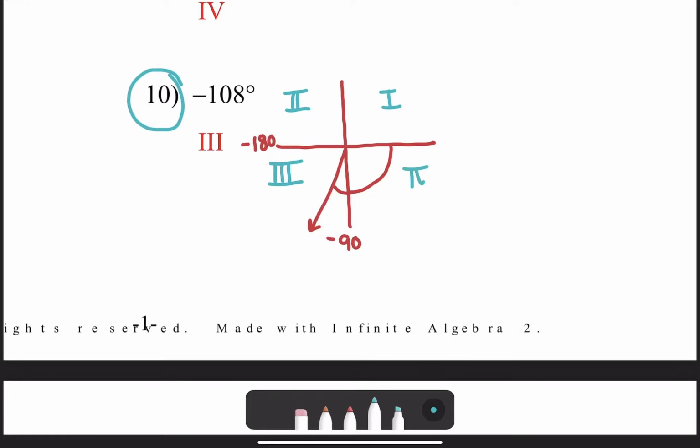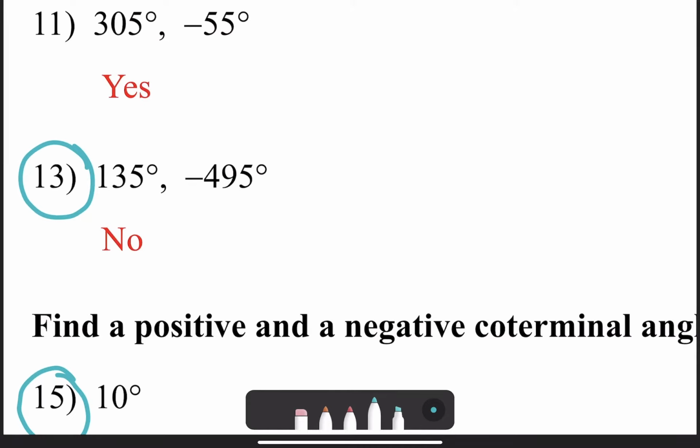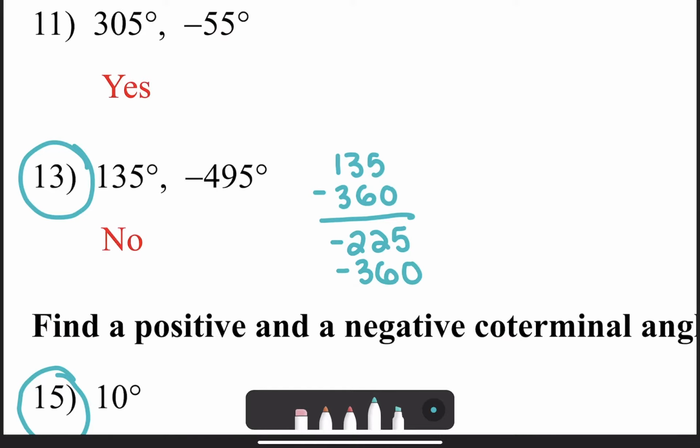In something like 13, what you're going to do to test this out is say 135 minus 360. That's going to be negative 225. Now try it again. So do negative 225 minus 360. And then we're at negative 585. Well, I just went past negative 495, so they can't be coterminal because they're not 360 apart.